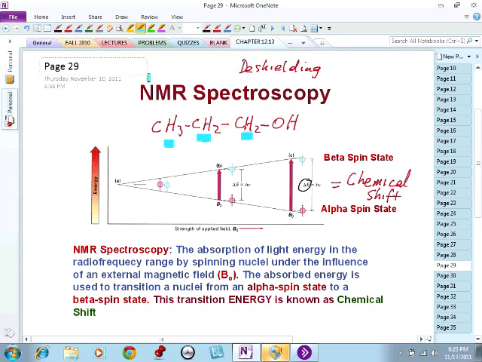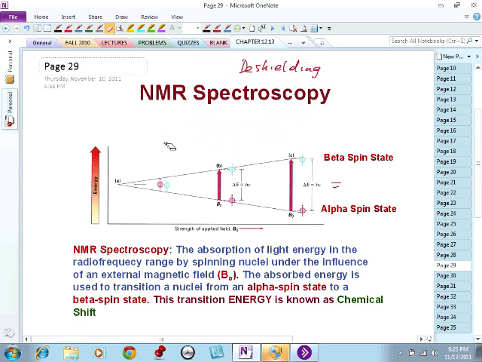Now, before we move forward, since what we do is to measure the various chemical shifts of different protons or carbon-13, we have what we call a reference standard. And for that reference standard, we use this molecule here.